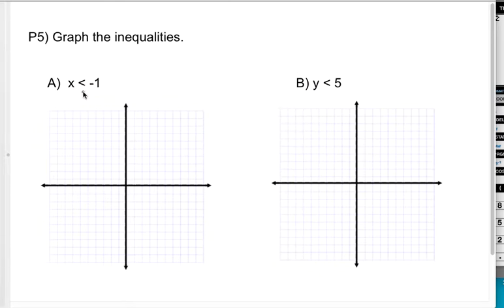P5, right? So I see that this is x is less than -1. So I say, okay, cool, that's dotted. And it's going to be below, right? But for x-only equations or x-only inequalities, that means left, right?